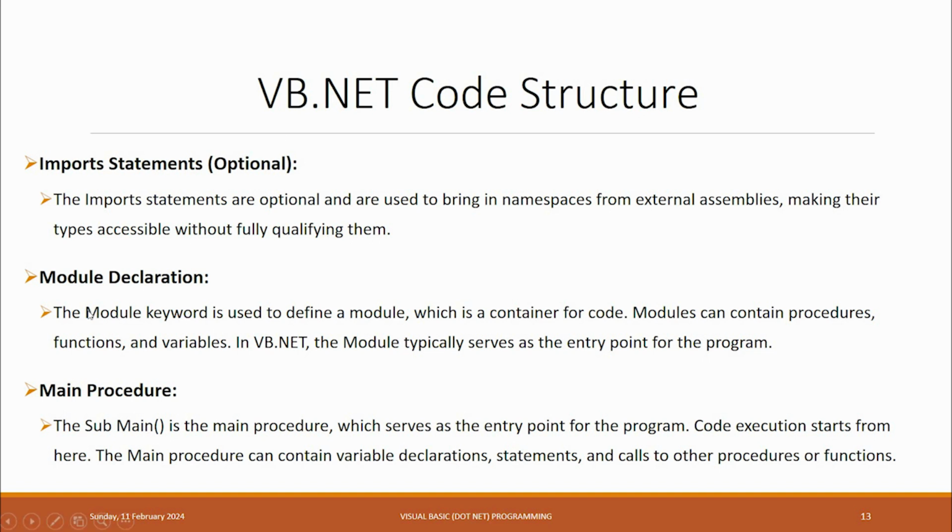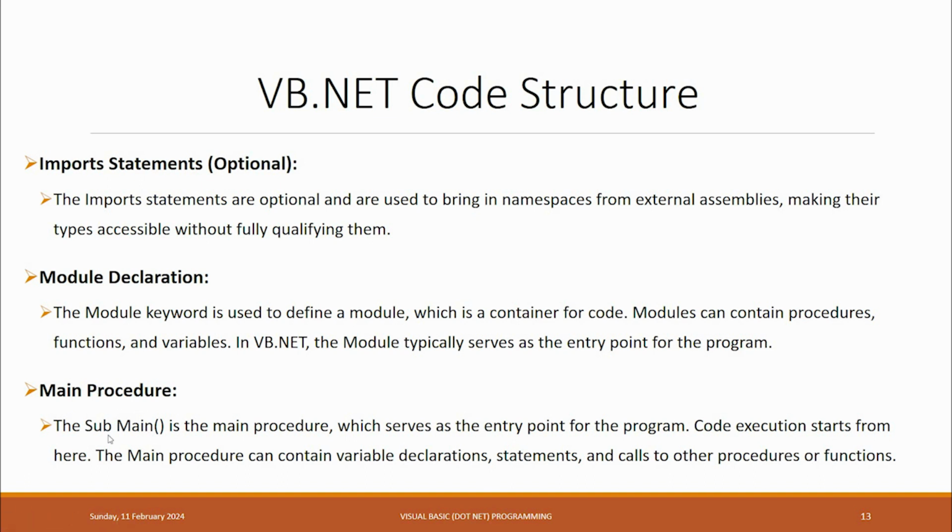The module declaration here, the module keyword. Okay, so you realize that here we are using the keyword. So module is also a keyword. Okay, import is also a keyword. Then here we have the module keyword, which is used to define a module, which is a container for code. Modules can contain procedures, functions, and variables. All right. In VB.NET, the module typically serves as the entry point of the code. So when a compiler compiles the application and it's running, when it gets to the module, you know that that is the beginning of the whole logic that you've written.